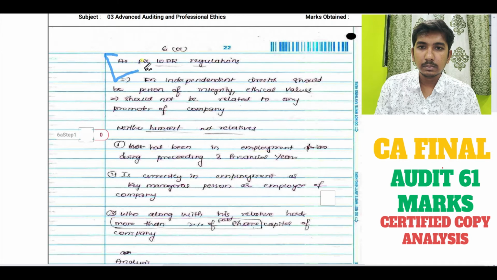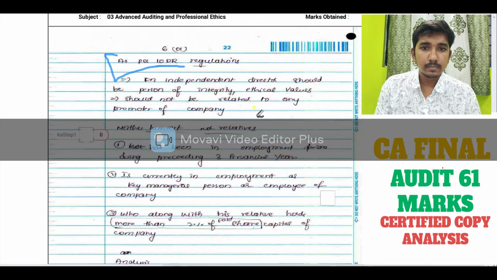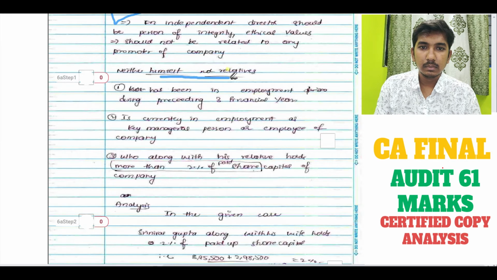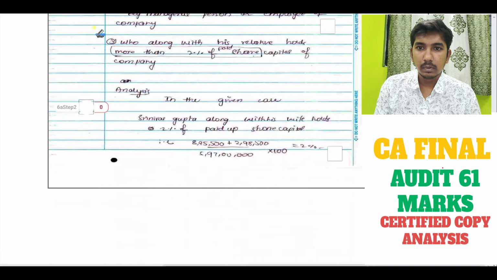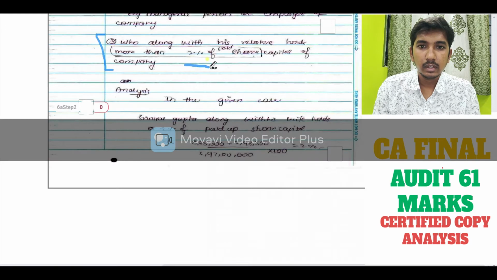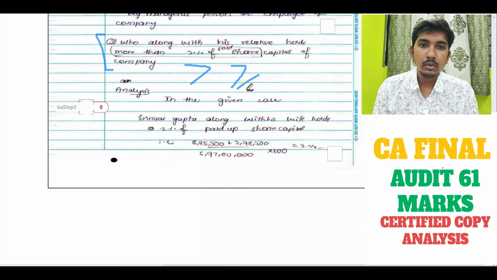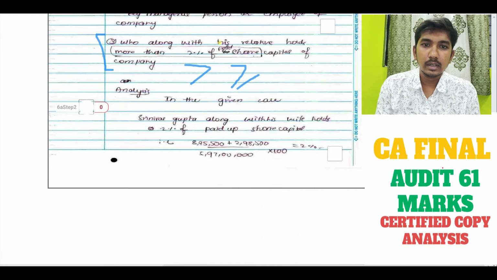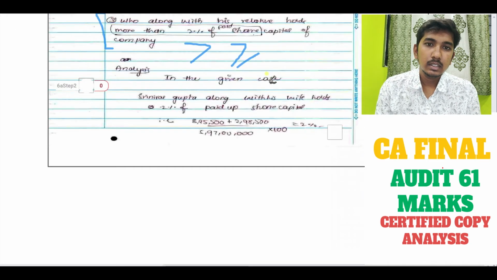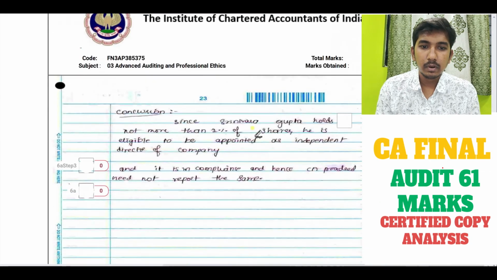So I have written as per LODR regulations, and then the independent director should be a person of integrity and ethical values, and then I have written the definition: neither himself nor relatives who have been in employment for 3 years, and then this is the main course. And on this point the question is based, I have written greater than 2%, but the disqualification attracts even if it is greater than or equal to, so I have missed out the point equal to. So since the percentage is exactly 2%, I said since 2% is acceptable, he should be appointed.